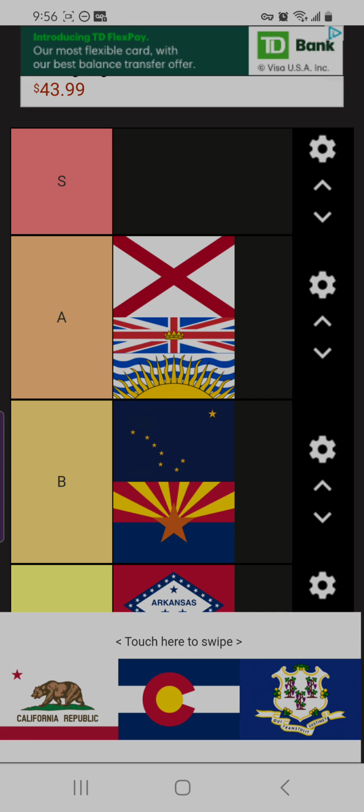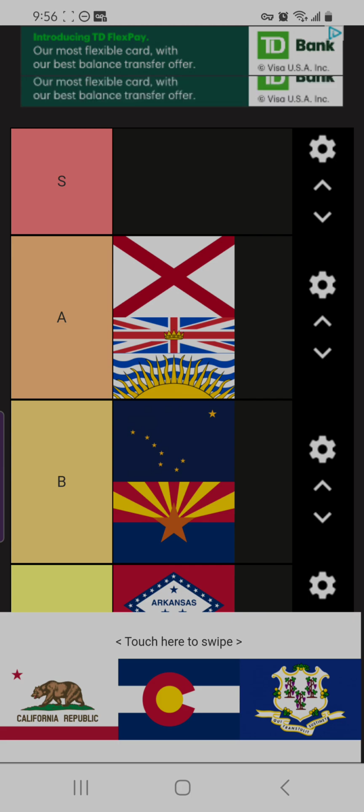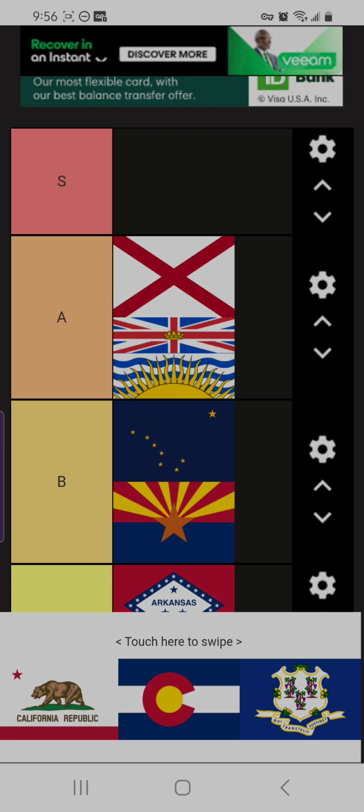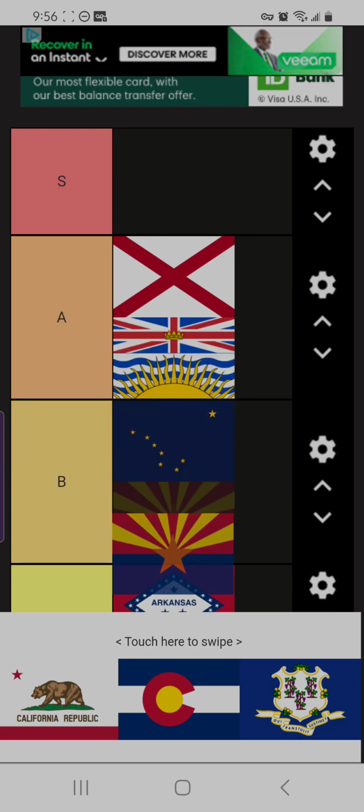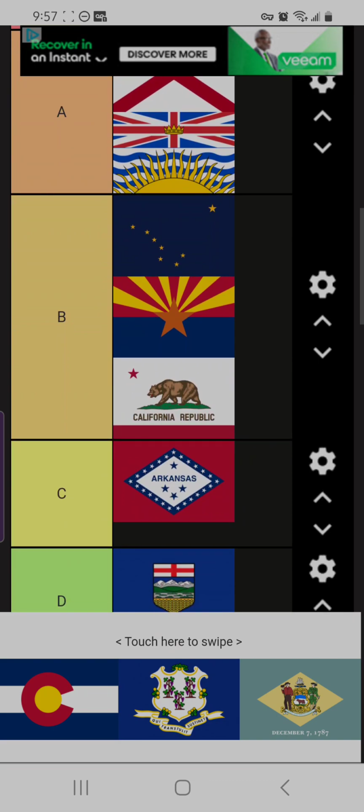Now the California Republic is the iconic flag. Just a bear. It looks like he's walking on grass. It has a star. It has the name California Republic on it. It's just a good flag in general. But I do like the simpler design from when they were an independent country. The bear was more simple. I like that version better, but this one is still good. This one still gets the B tier.